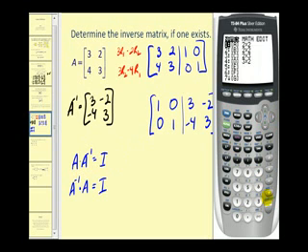So matrix A times matrix B, and that checks out. And let's go ahead and find matrix B times matrix A. And we have found the inverse correctly. Let's go ahead and see if we can find a 3 by 3 inverse matrix.